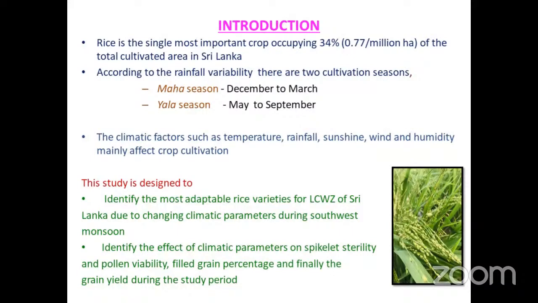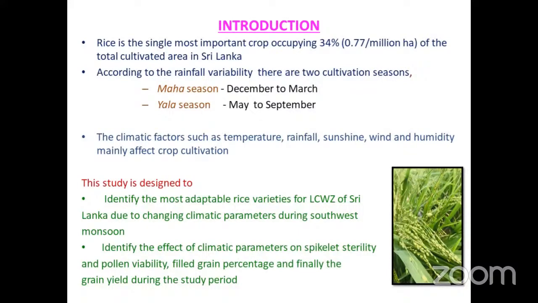High temperature above 32 degrees Celsius decreased pollen fertility and increased spikelet sterility and empty grains. Wind speed mainly causes removal of pollen. The combination of high temperature with low and high relative humidity recorded high spikelet sterility.